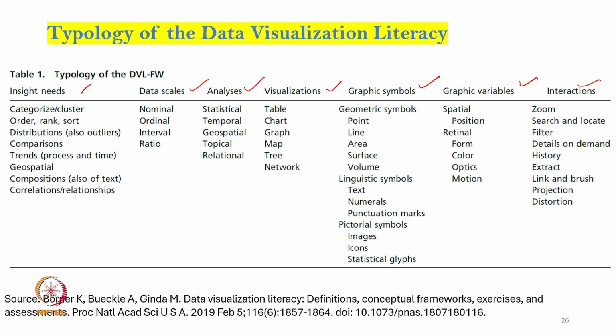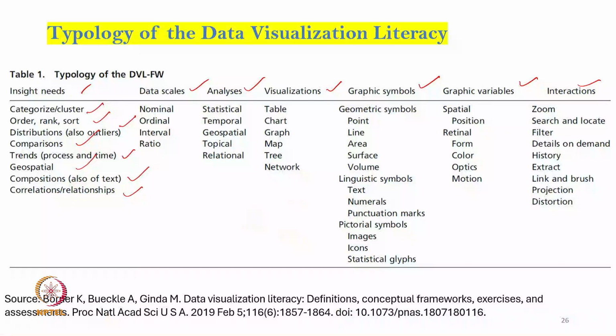Meaning, as a researcher, under the insight needs, they should know what categories and clusters are available for creating data visualizations. They should also know orders, rank and slope, distributions, the types of distribution, comparison, trends, geospatial, and positions and correlations. These are the major types of data visualizations. We will be discussing these data visualizations in later sessions.